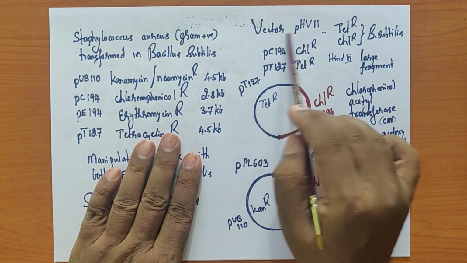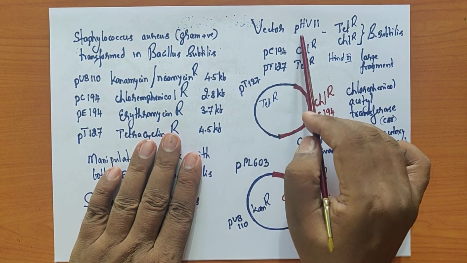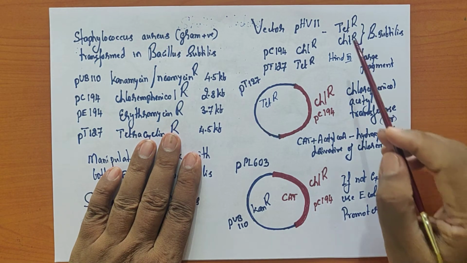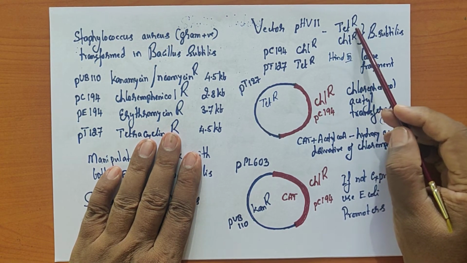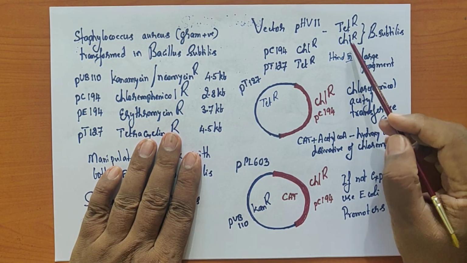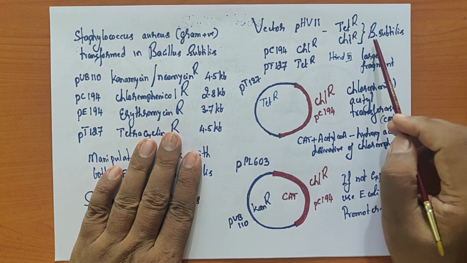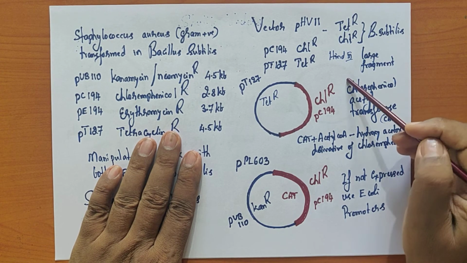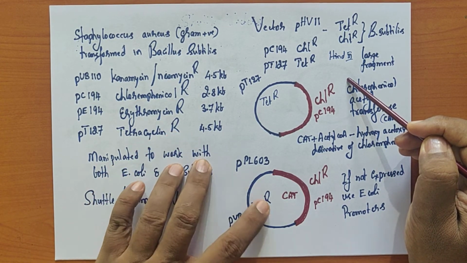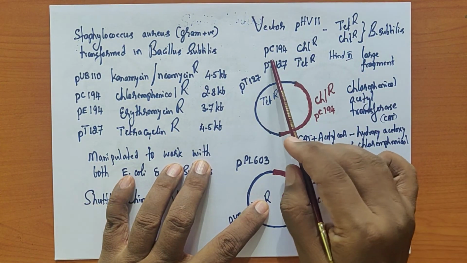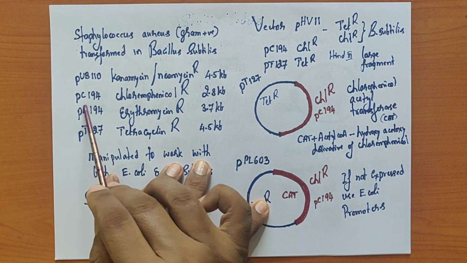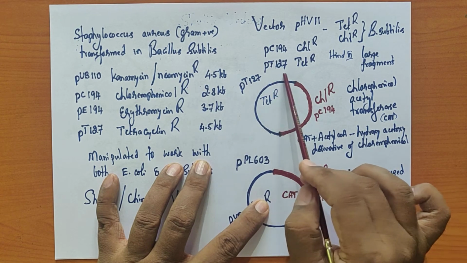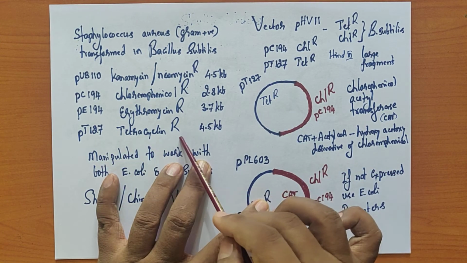The very first vector we can discuss is pHV11. This pHV11 has a tetracycline resistance gene as well as a chloramphenicol resistance gene, so it can be transformed into Bacillus subtilis. Here, pHV11 is a combination of pC194, which carries chloramphenicol resistance, and pT127, which carries tetracycline resistance.